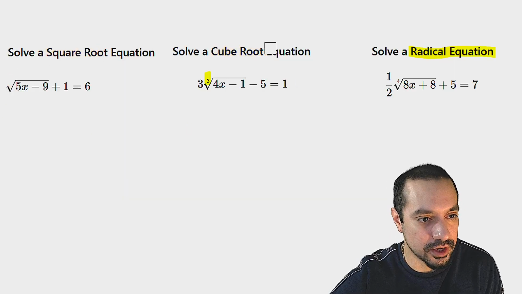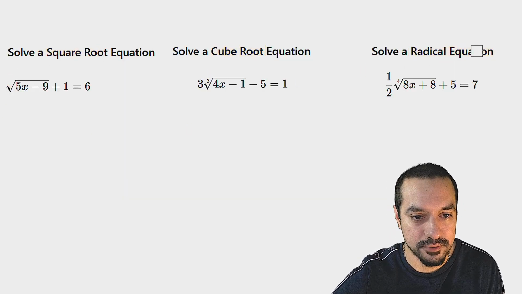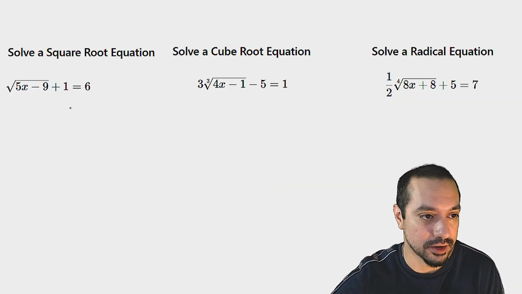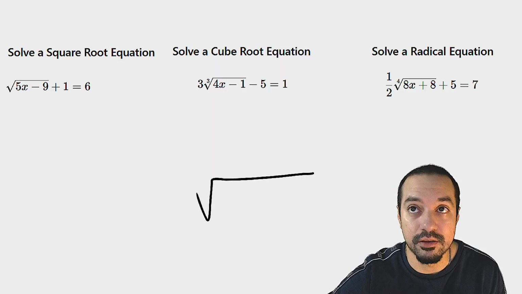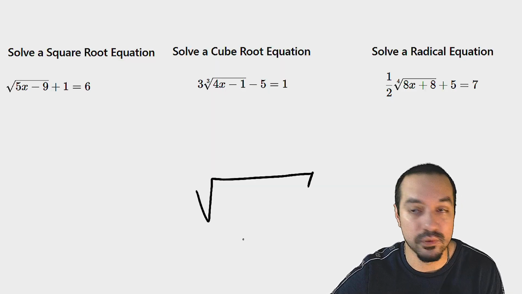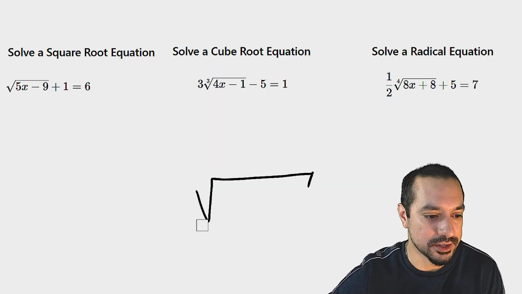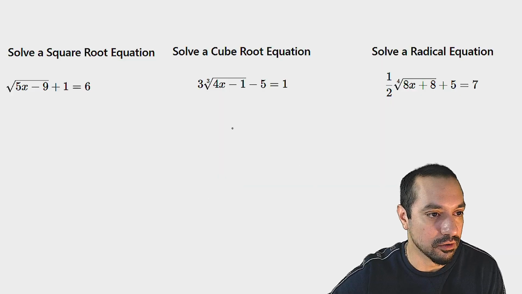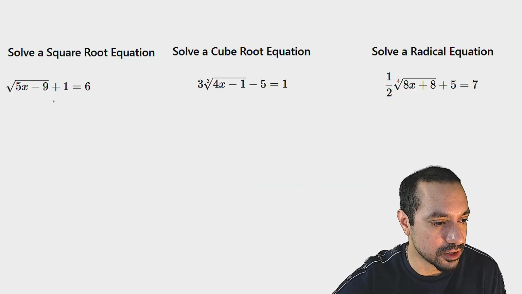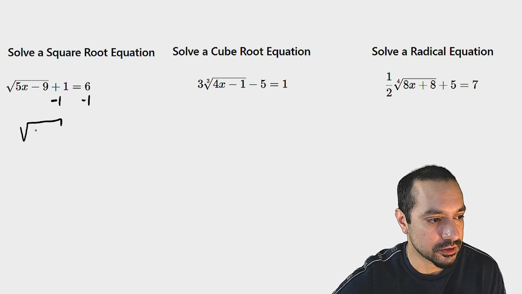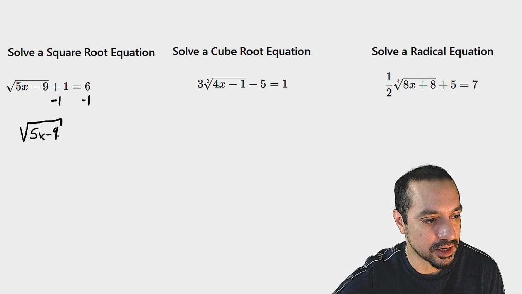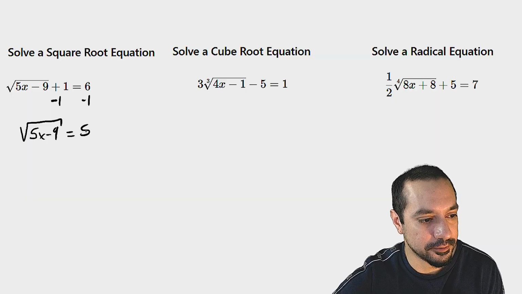Let's start off with our square root here. So first thing I want to do is isolate the radical. When I say radical, I'm talking about everything inside of this symbol, everything with the symbol. So I want to isolate that first. So first thing I'm going to do is take away 1 from both sides. We end up getting the square root of 5x minus 9 equals 5.